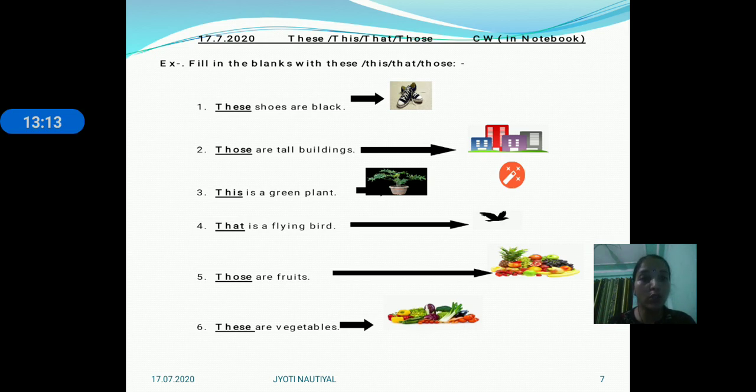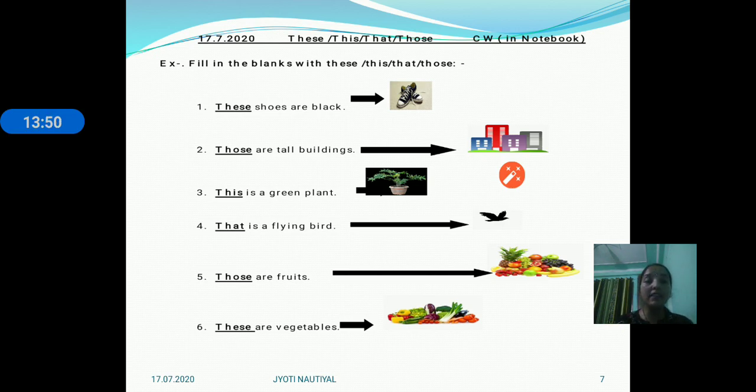Okay. In the 4th question, you see the length of the arrow. It's quite far. And there is a picture of just one bird. And that bird is flying. Okay. So we will use here that. That is a flying bird. Okay. Now question number 5. Dash are fruits. Look at the length of the arrow. That means distance is far. Okay. And the plate is full of different kinds of fruits. So it is more than one for sure. Okay. So we are going to write those are fruits.